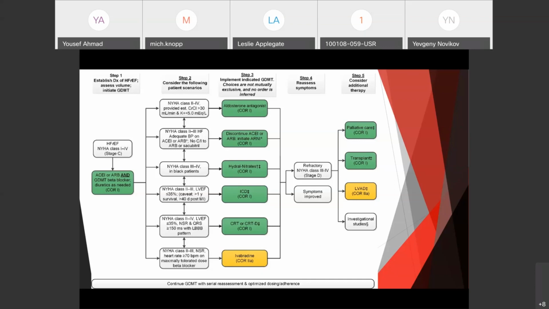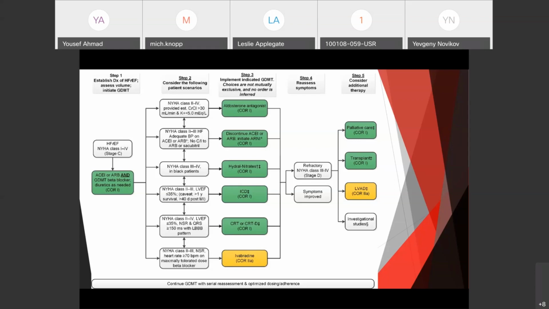And I'm not saying sometimes we do decide to give them an ICD, but realistically, this should be at least 3 months or 90 days of guideline-determined medical therapy, or correct therapy post-MI with a low EF after 40 days. CRT, similar thing. The only thing being is that there's a left bundle in addition with a QRS complex of 150 or more.